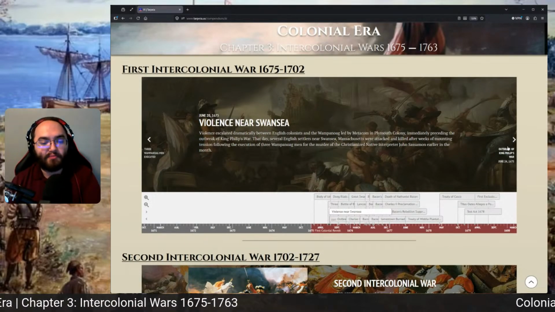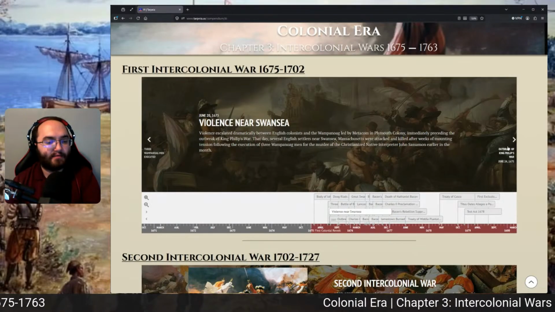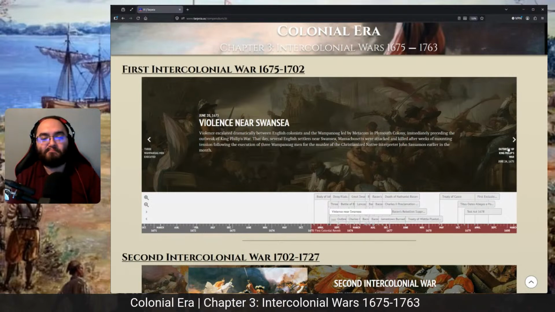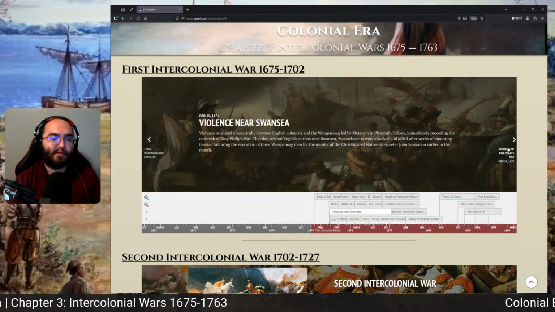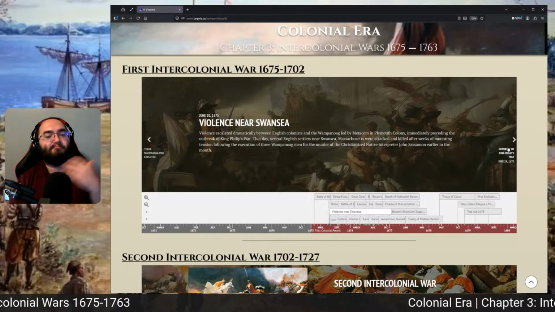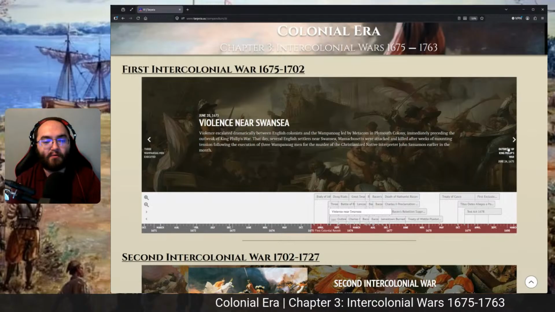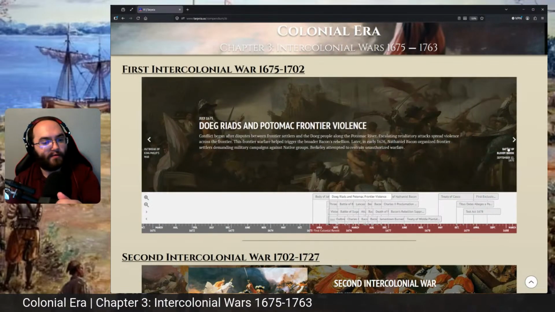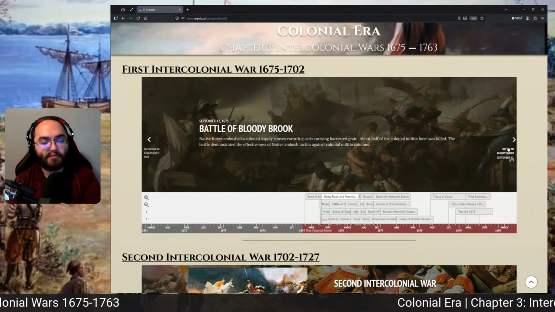As you can see, violence quickly breaks out with the Swansea incident, and this is led by Metacom. That's King Philip. King Philip is his English name. Metacom is his Native American name, and he's a Wampanoag. See some more violence during King Philip's War that we have on the timeline.